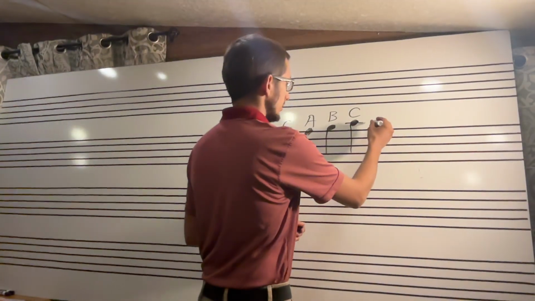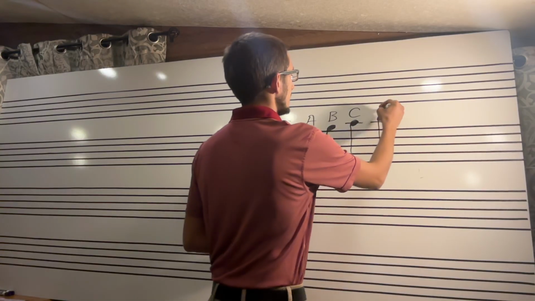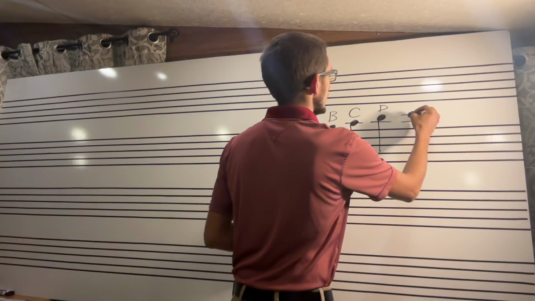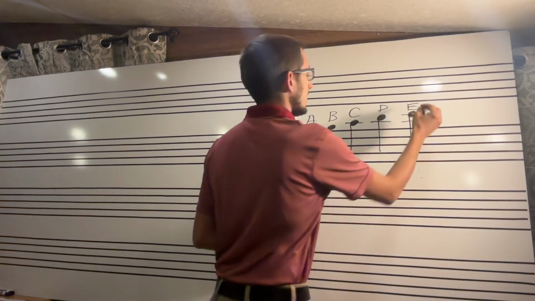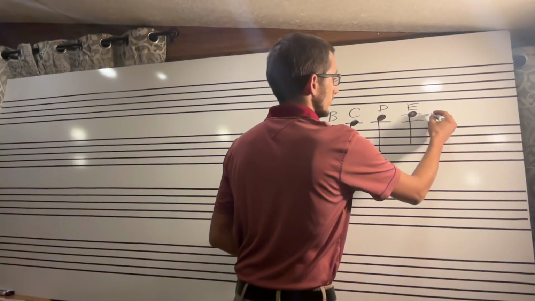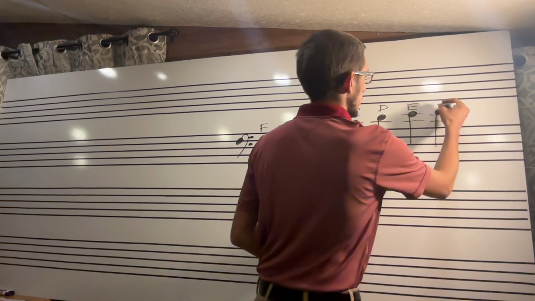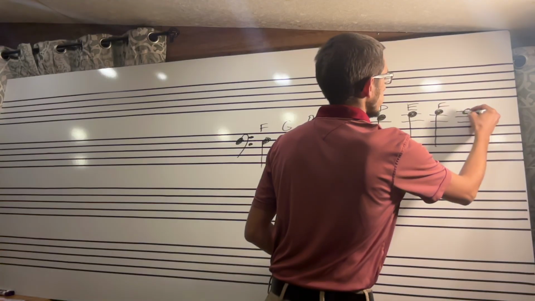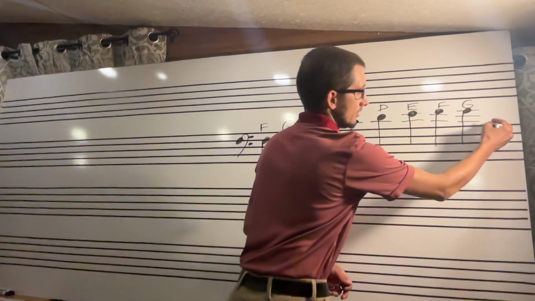Going on up, placing a note above that first ledger line, we got the note D. On the second ledger line there, just right on it, we get the note E. And then above the second ledger line, we get the note F. And then on the third ledger line, we get the note G. And that could continue on up.